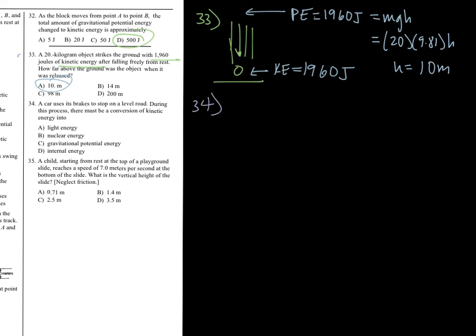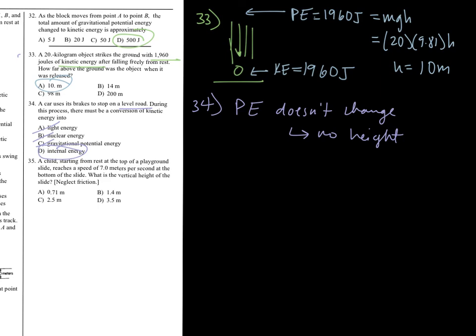Alright, number 34. A car uses its brakes to stop on a level road. So I'm underlining level road. That means the potential energy doesn't change. There's none, we have no height change. So we can cross off C. We can also cross off B because we're not working in that realm. And light energy, we haven't even talked about that yet. So that leaves us with internal energy as our answer.